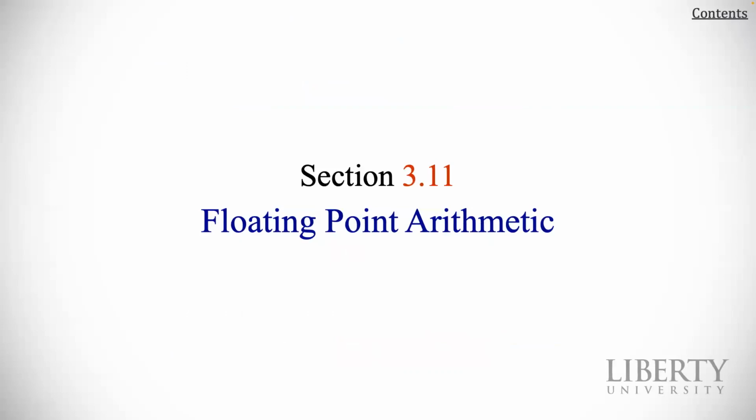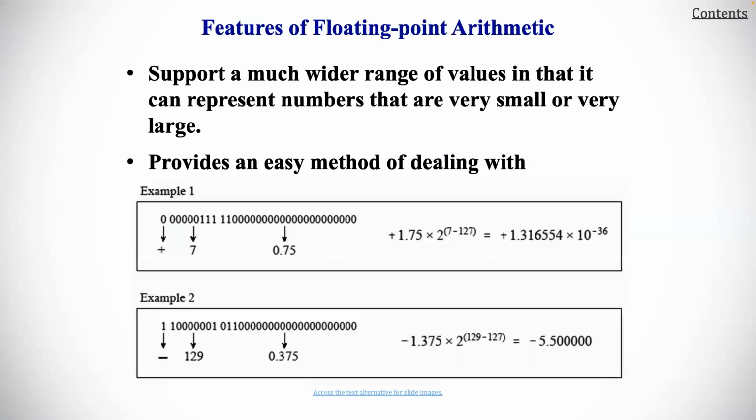Now, what about floating point arithmetic? This is another thing where we start to introduce another level of complexity. Features of floating point arithmetic: it supports a much wider range of values, and can represent numbers that are very small or very large. It provides an easy method of dealing with them. Scientific notation is the way you can think of what this means.